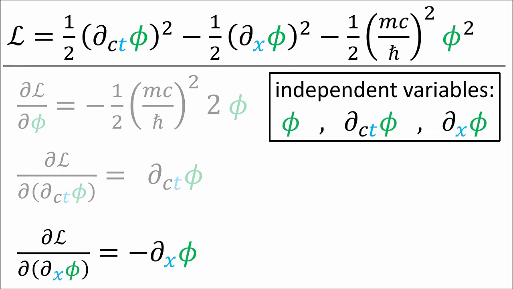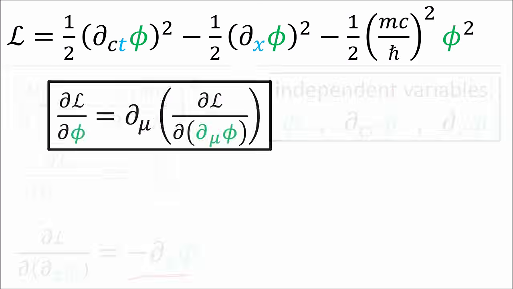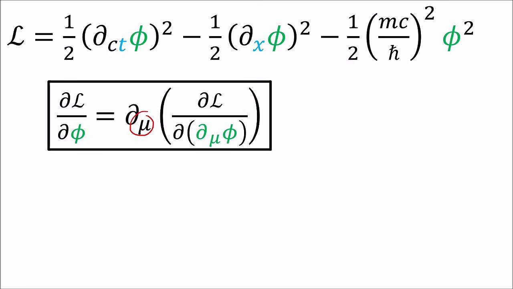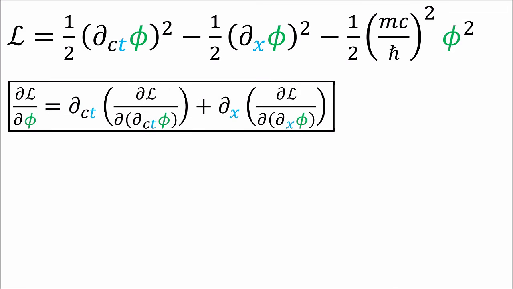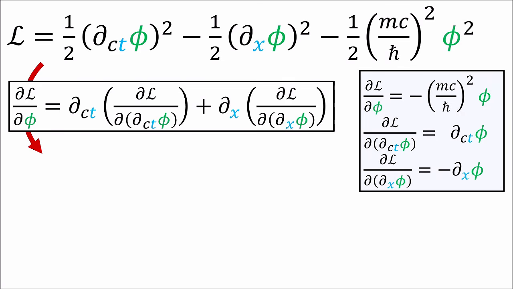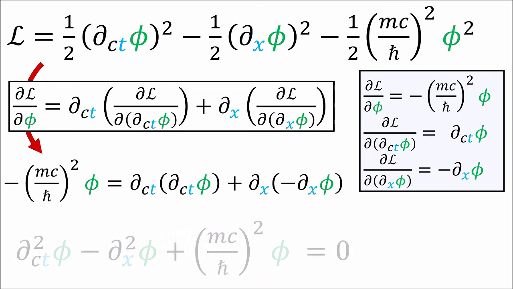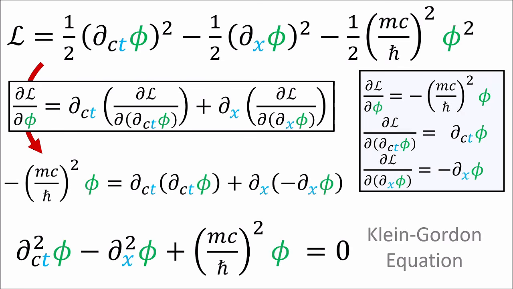Similarly, for the partial x phi derivative, we get negative partial x phi as a result. Knowing all this, if we expand the sum in the Euler-Lagrange equation to include the time and x indices and plug in the derivative terms, when we bring everything to one side, we get the Klein-Gordon equation. This is the equation of motion for a scalar field phi that we described with the Klein-Gordon Lagrangian.